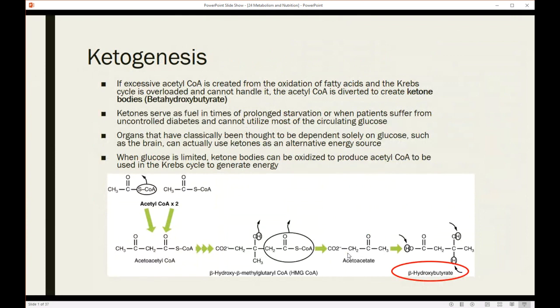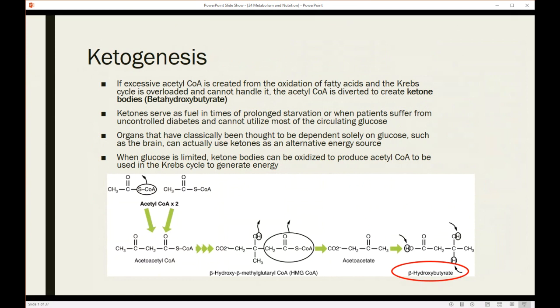Ketogenesis is when we have excessive acetyl-CoA. It gets created from the oxidation of fatty acids. The Krebs cycle can get overloaded and it won't be able to handle it. So then that acetyl-CoA gets diverted and it creates ketone bodies. You may have heard of ketone bodies. People actually try to put themselves into this idea of ketosis.